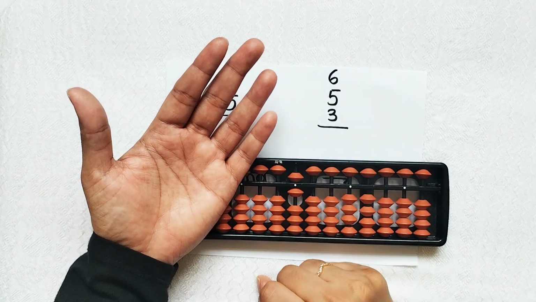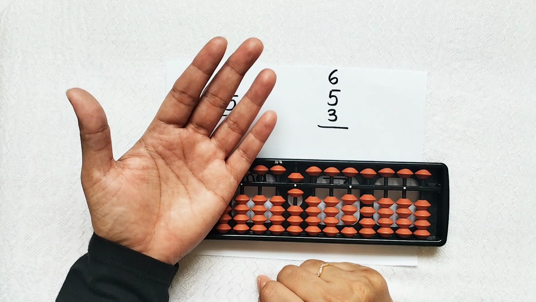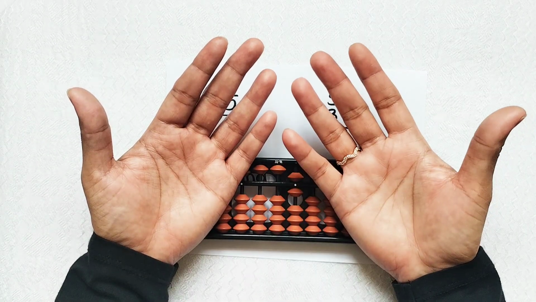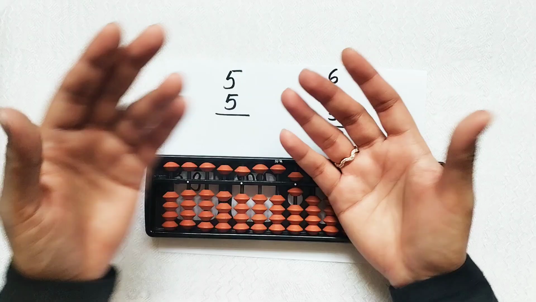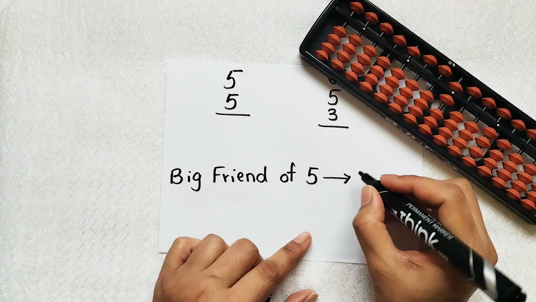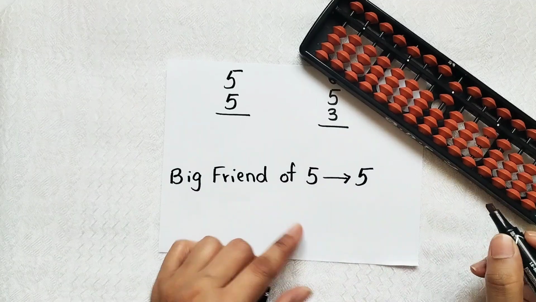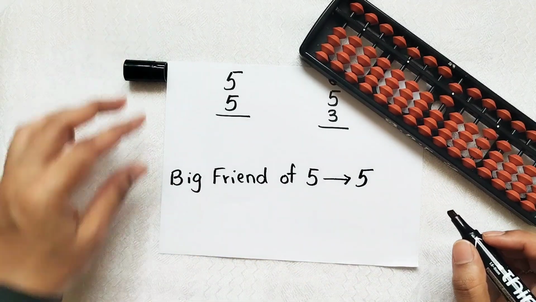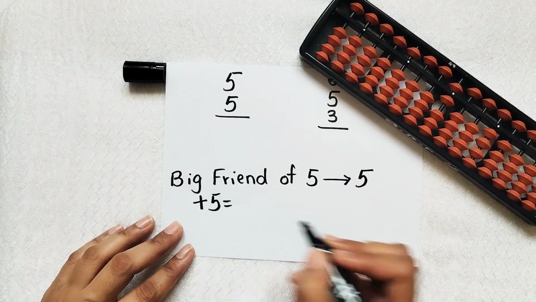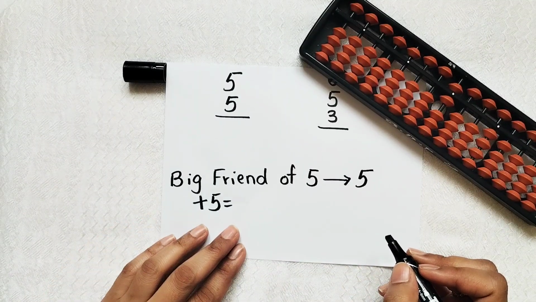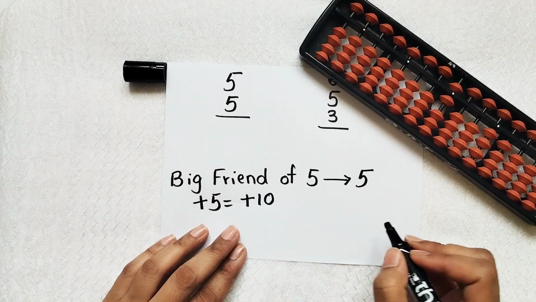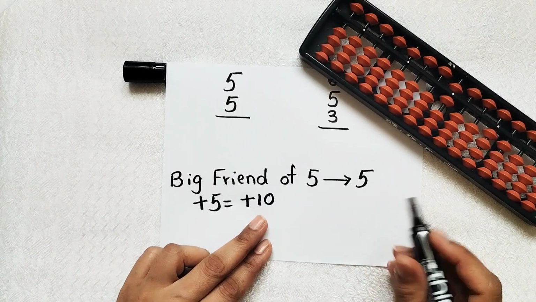Okay, now can you help me? Who's the friend of 5? Correct. The big friend of 5 is 5. Now let us write the formula. So the big friend of 5 is 5. To add 5, we have to add the base number, that is 10. Add 10 and less the friend.